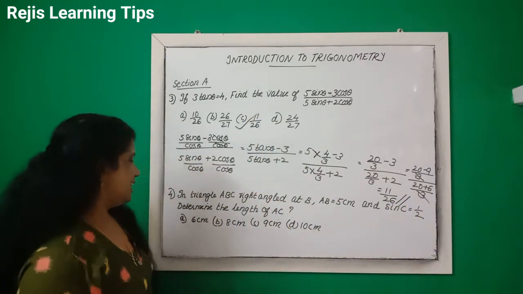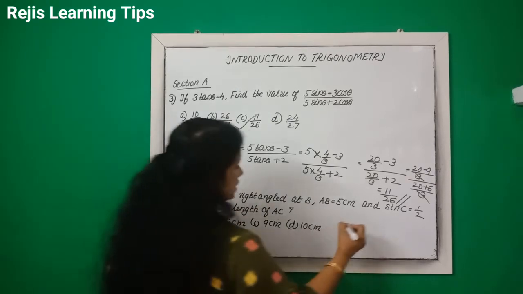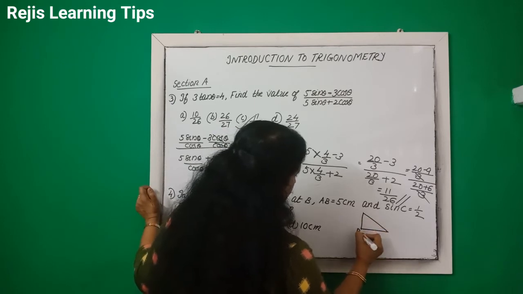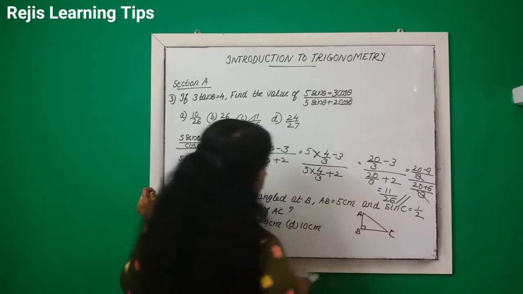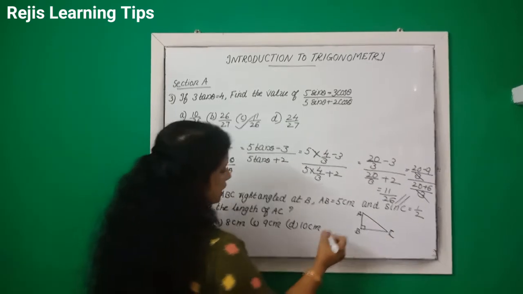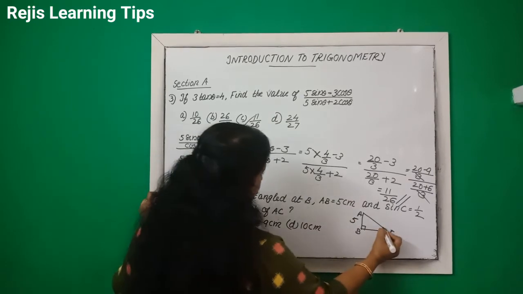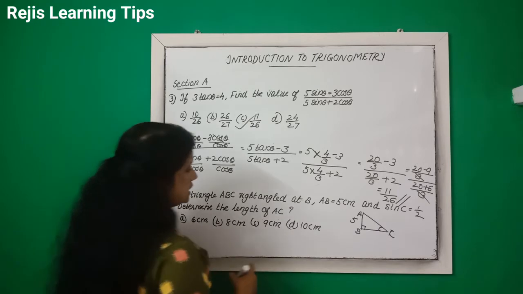Understood? Okay. Then, in triangle ABC, right angled at B. Triangle ABC, right angled at B. This is 90 degree and this is ABC. Okay. AB is equal to 5 centimeter. Sin C is equal to 1 by 2. Determine the length of AC.